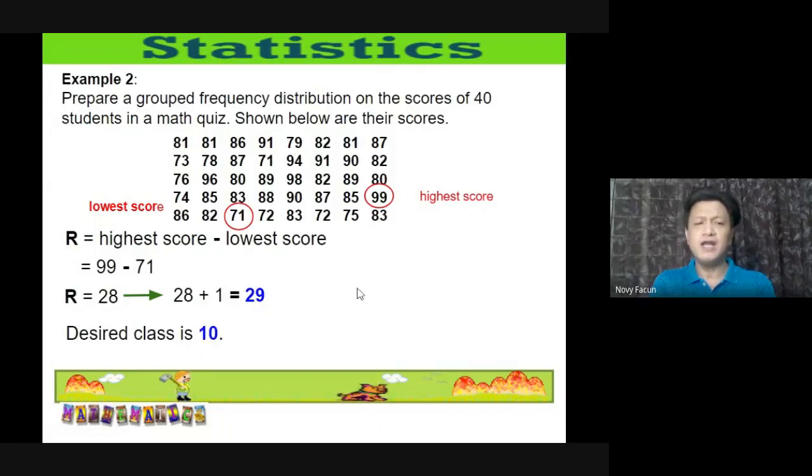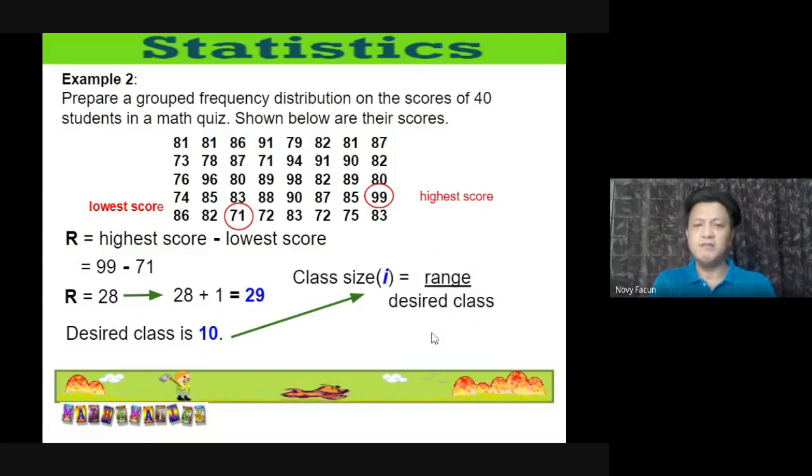Okay, and then you can now find the class size or the class width. Pag sinabing class size, range divided by desired class. Kaya we have 29 divided by 10, that is 2.9. Take note, kailangan yung class size natin dapat whole number yan. Kaya i-round off natin to. That will become 3. Ibig sabihin, ang class size or class width natin dyan ay 3.